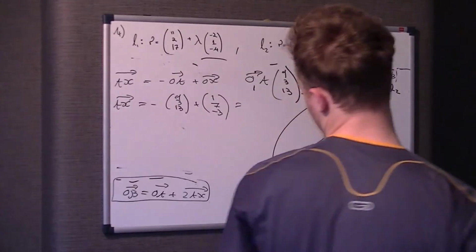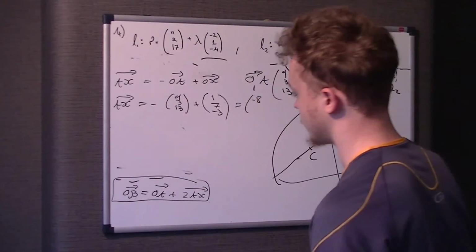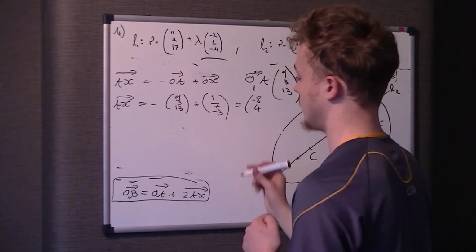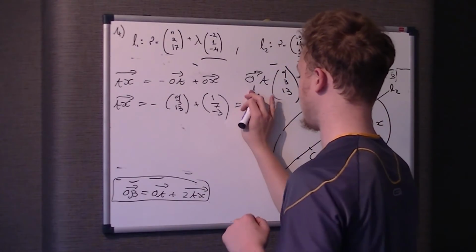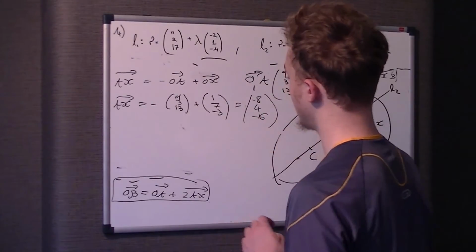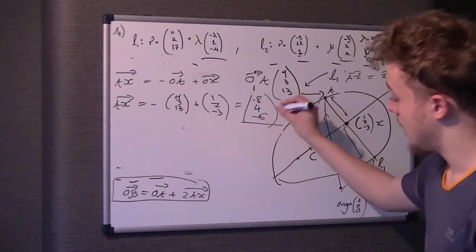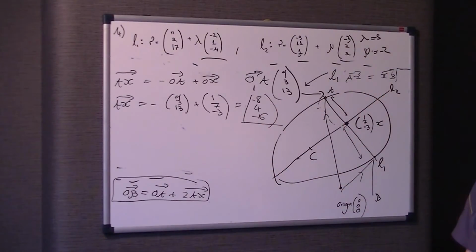Well, it's minus 9 plus 1, which is quite clearly minus 8, and minus 3 plus 7, that's quite clearly 4, and minus 13 take 3, which is quite clearly minus 16. So that's A to X. Now we know O to A, we know A to X, so we just sub in our values into this O to B equation.